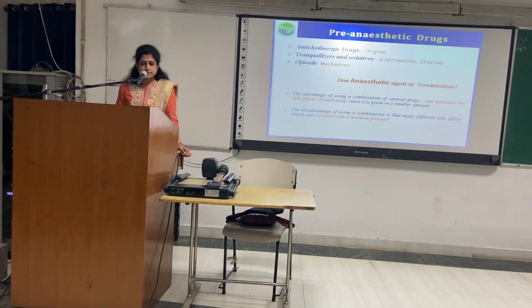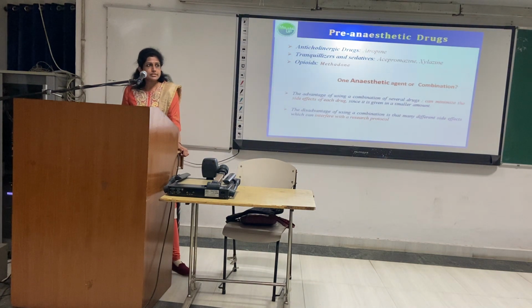The pre-anesthetic drugs can be classified in these 3 categories. Anticholinergic drugs, for example, atropine, it reduces the salivation and also bradycardia. Tranquilizers and sedatives, for example, acepromazine, xylazine. Acepromazine works to calm the animal and facilitates the restraint. Xylazine depresses the central nervous system. Opioids is the 3rd category. Example is methadone. It relieves the pain.